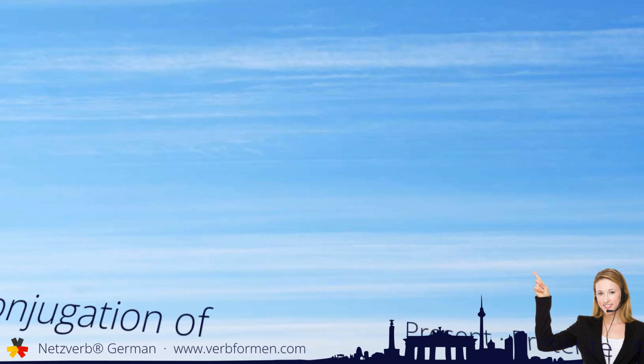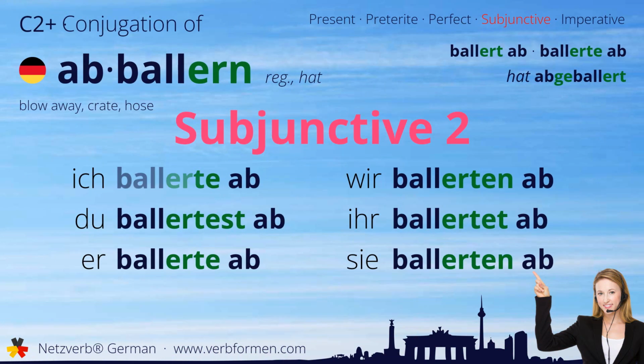Now we move on to the subjunctive two. Ich ballerte ab. Du ballertest ab. Er ballerte ab. Wir ballerten ab. Ihr ballertet ab. Sie ballerten ab.